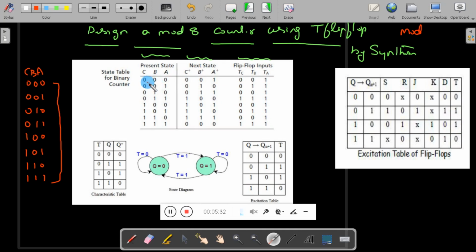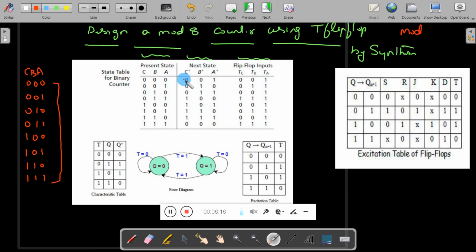Let me explain the first row. I will take bit by bit: A, B, C. First consider bit A, present state and next state. Present state is 0, next state is 1. Refer to the table, present state is 0, next state is 1, for that the input is 1. So you have to write the input as 1. Now we will see B. Present state is 0 for bit B, next state is 0. In order to achieve present state 0 and next state 0, the input is 0. Similarly C. The present state is 0, next state is 0.